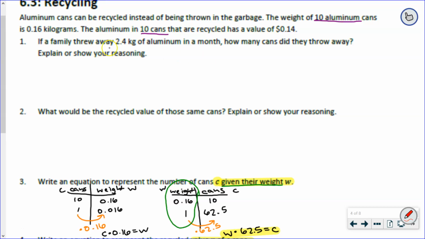Even though it says just answer the question, I want you to identify which equation you are going to use. Which equation are you going to use for this first problem? It says if a family threw away 2.4 kilograms of aluminum in a month, how many cans did they throw away? Think about the question. We're looking at the weight and we're asking about how many cans. Which equation do you want to use? Even if you already answered this question, because I know some of you already did, answer the question I'm asking you. What equation do you want to use? Talk with your group members.